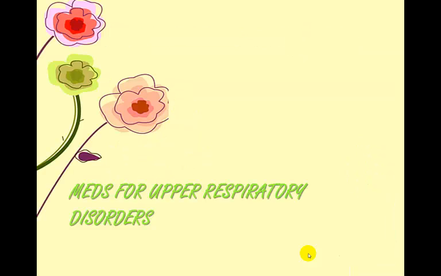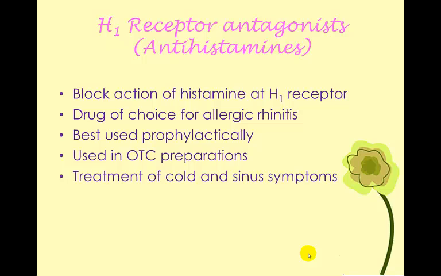So medications, we're going to talk about several different kinds. Antihistamines or H1 receptor antagonists. We have first generation and second generation, but they're typically the drug of choice for allergic rhinitis. Most all of your antihistamines are best used prophylactically, meaning before symptoms occur. But especially the second generation antihistamines are going to work better.